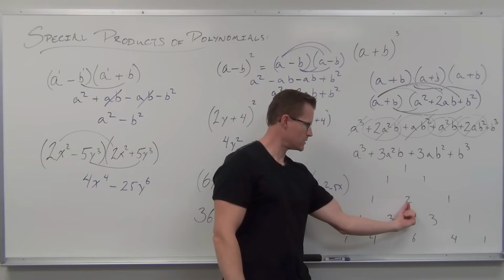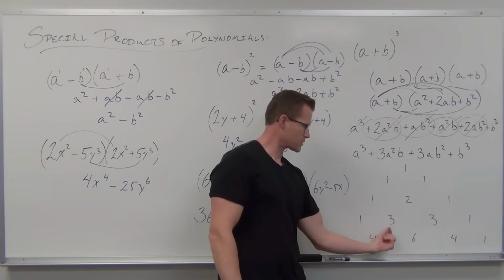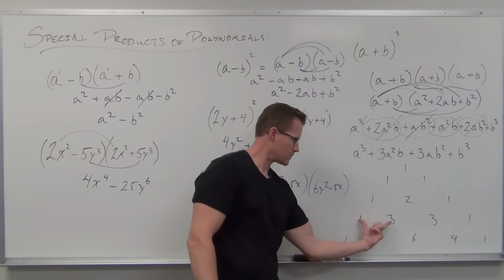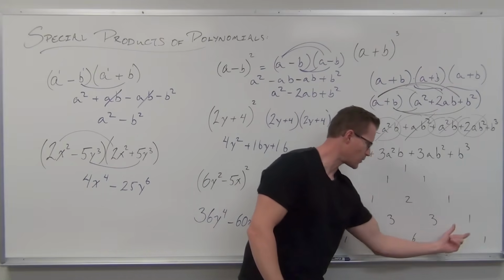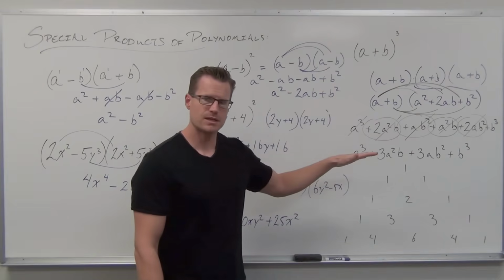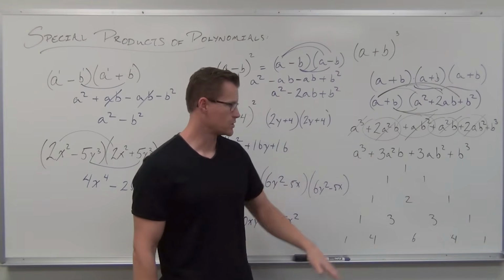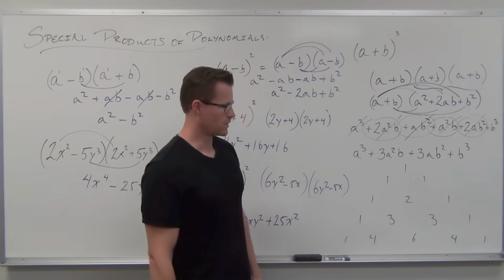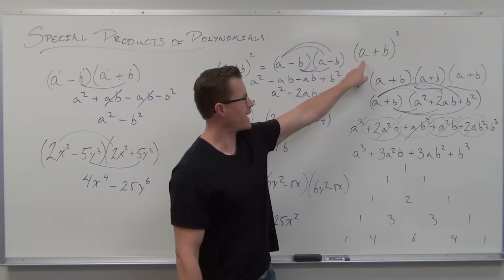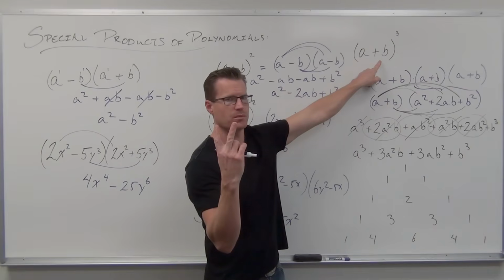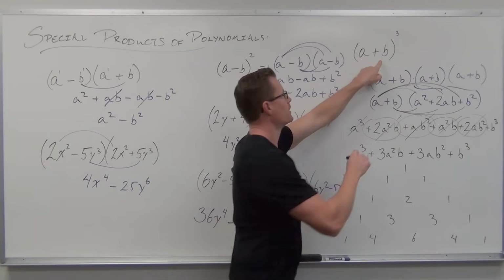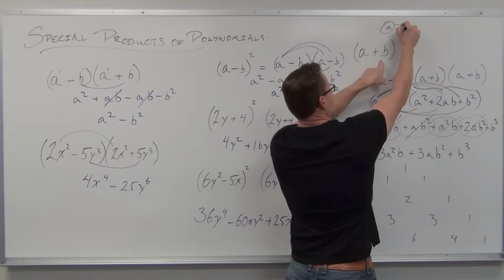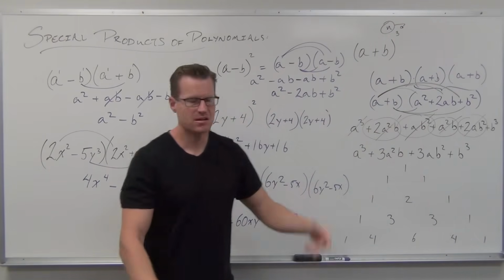So 1 plus 1 is 2, 1 plus 2 is 3, 1 plus 2 is 3, 3 plus 3 is 6, 1 plus 3 is 4, 3 plus 1 is 4. And you can continue this forever, as long as you want. Here's what's really weird. If you have binomials, which is a two-term polynomial, and you have, let's call that number n.